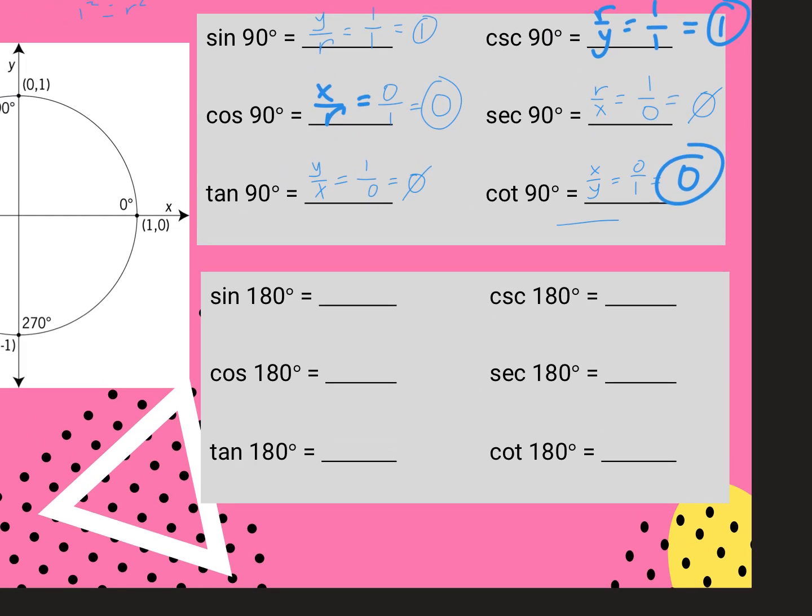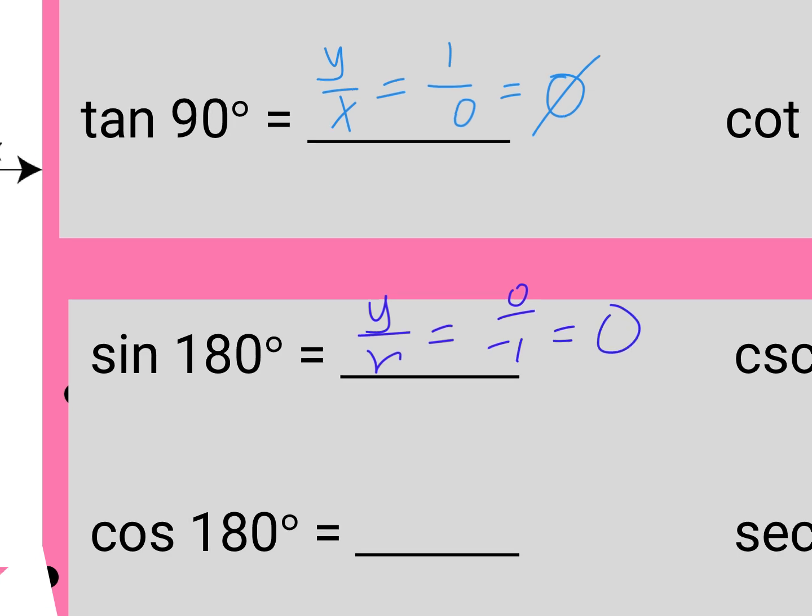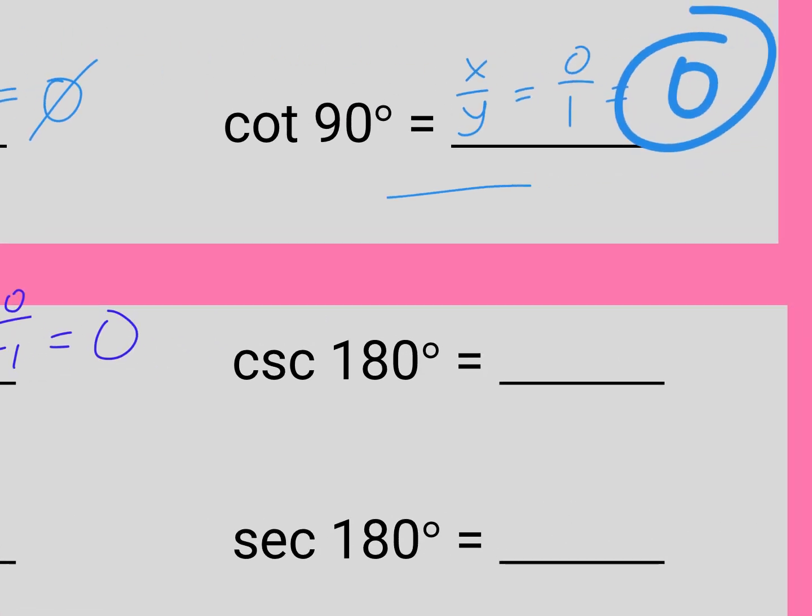So now we're moving over to 180. How's the ordered pair at 180 different? Okay, there's a negative. Your x value is -1 and your y value is 0. So again, let's go through it. Go quickly. You guys got this. What sine? What over what? Y over r. Good. What's your y value at 180? 0. Good. Over -1 gives me 0.